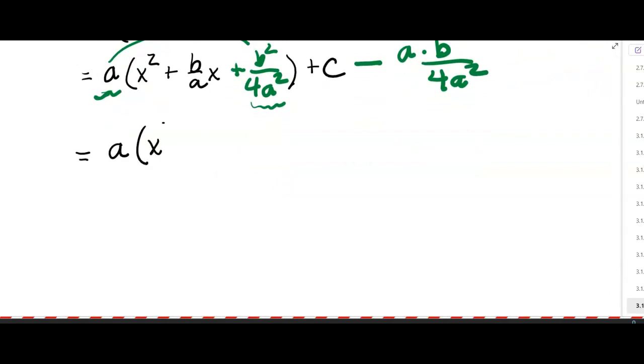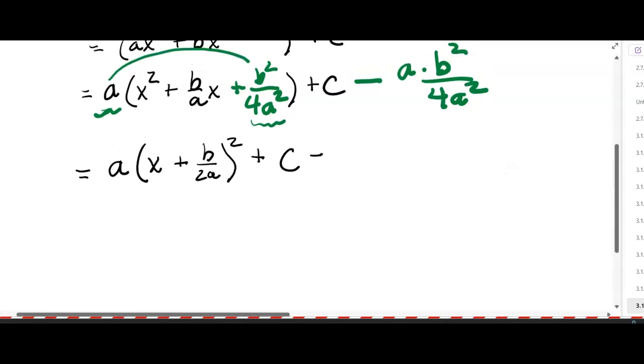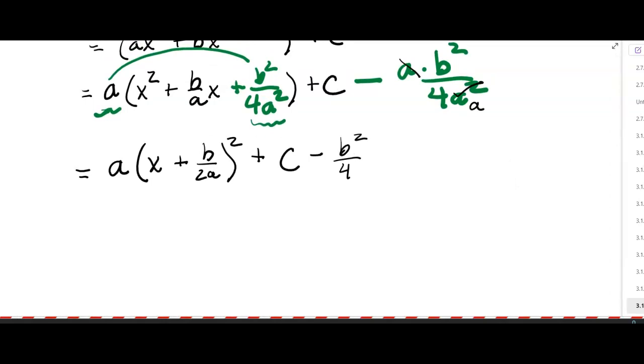We have x squared. I want to put it in the other form now. x plus b over 2a, squared. And then this is going to be plus c minus, one of the a's is going to cancel here. So it's going to be b² over 4a. All right, and that might look familiar to you. So you get a times (x + b/2a) squared.